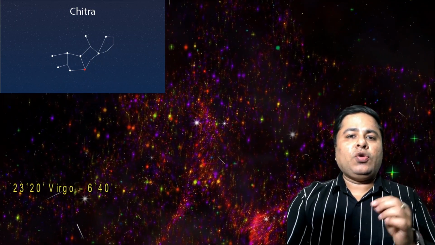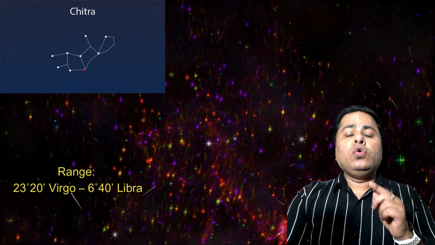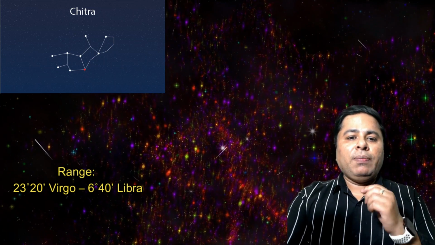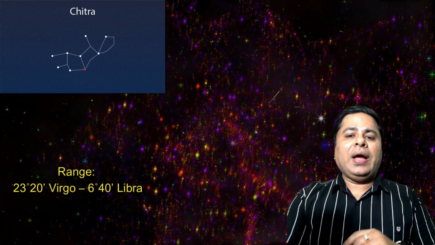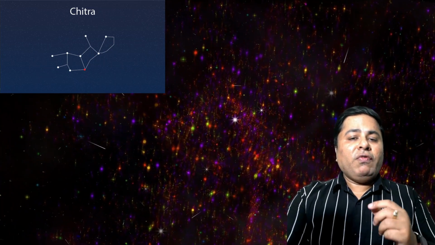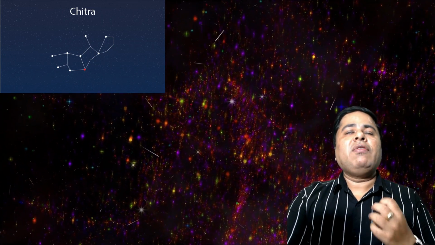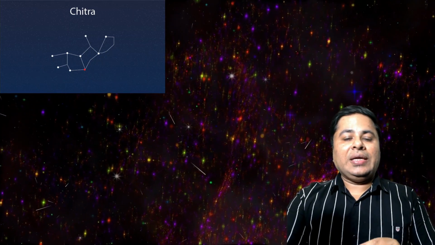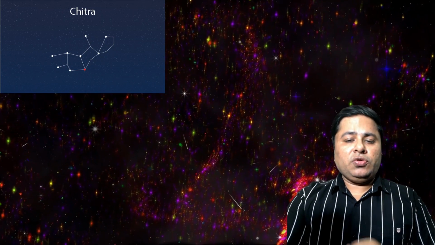Now comes the 14th nakshatra, Chitra. It ranges from 23 degrees 20 minutes of Virgo to 6 degrees 40 minutes of Libra, meaning Virgo and Libra. Its ruling planet is Mars. Its deity is Vishwakarma, the divine architect. Its guna is Tamas. Its symbol is a jewel.